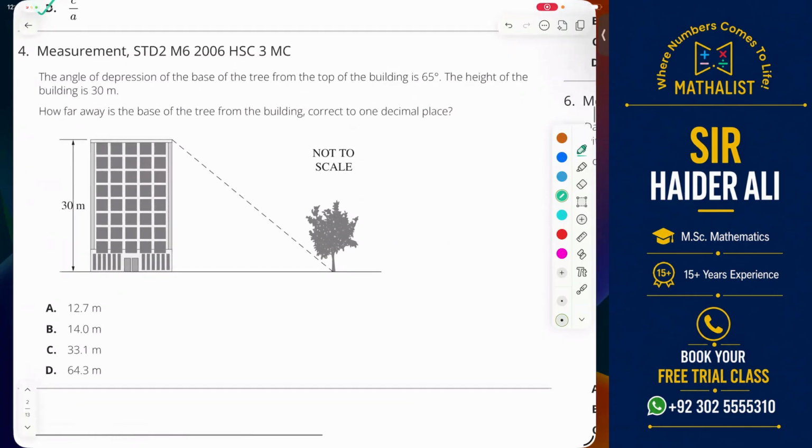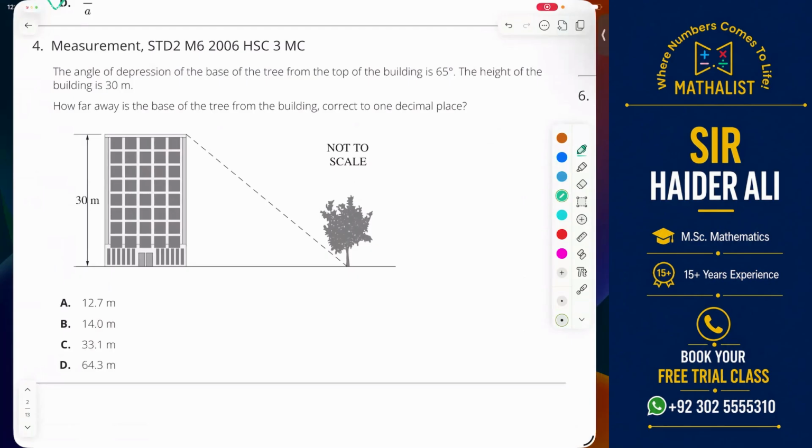Now see here. Read the question and solve it yourself and tell me the answer. Okay. You can solve it.